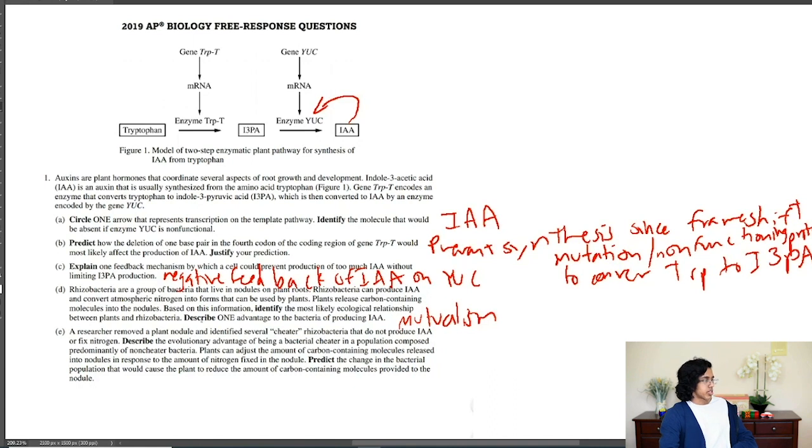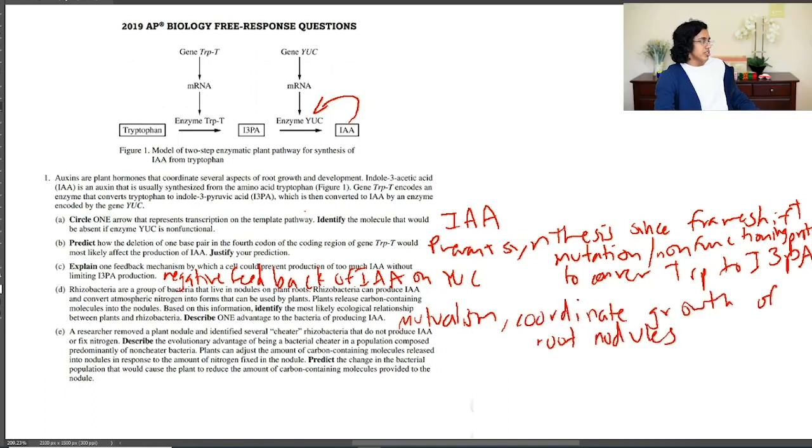the plants give carbon-containing molecules to the rhizobacteria. Now, the second part's kind of sketchy. Describe one advantage to the bacteria of producing IAA. So if it regulates root growth and development. Well, yeah, why would the bacteria produce IAA? I don't get that. Maybe, well, I guess it could, oh, okay, I think it's probably to coordinate the growth of the root nodules, right?